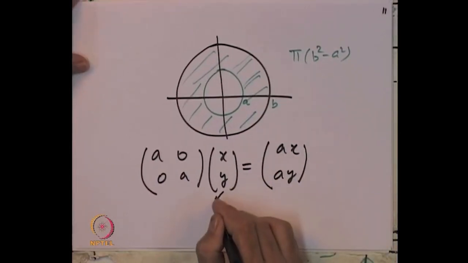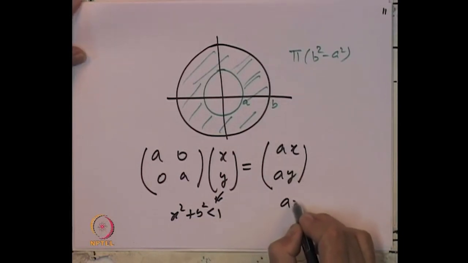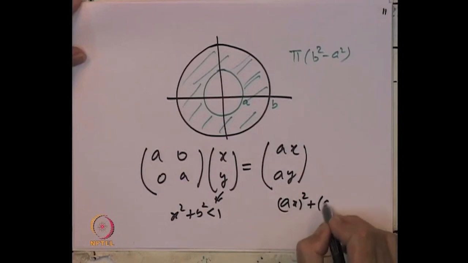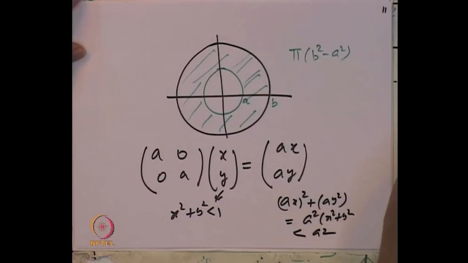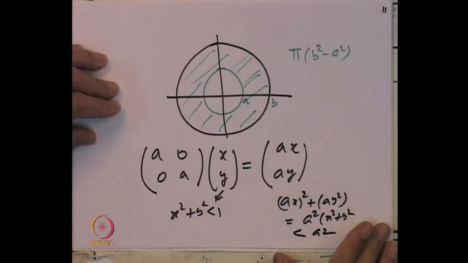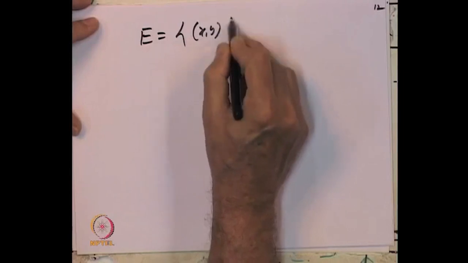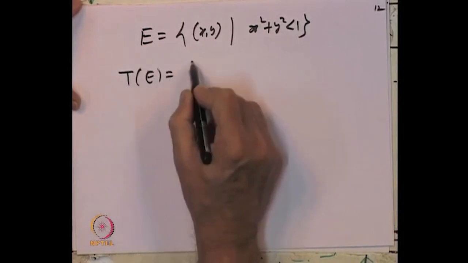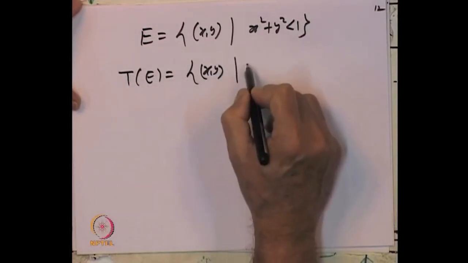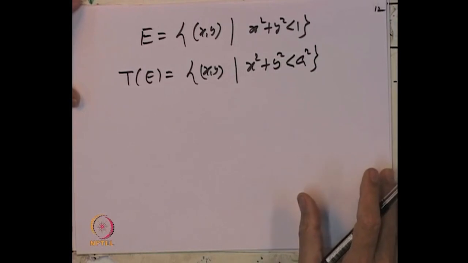So, if this vector had the property that x square plus y square is less than 1, then the transformed vector a x a y has the property that a x square plus a y square is equal to a square times x square plus y square, which is less than a square. So, that shows that if E is the unit circle, that is x y with x square plus y square less than 1, then T of E is the region enclosed by the circle x square plus y square less than a square. So, that is what we know.